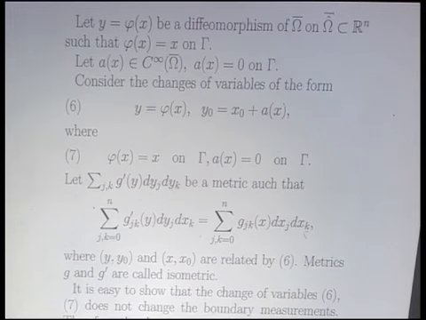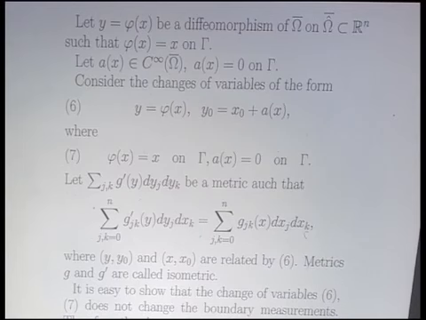If you make a change of variables, y equals phi of x, a diffeomorphism of omega onto some other domain, and a of x is a smooth function, then the change of variable 6 transforms a stationary metric to another stationary metric. This is the general form of transformation of a stationary metric to another stationary metric. If metrics G and G prime are related so that these quadratic forms are equal, when y and x are related by change of variable 6, then such metrics are called isometric.